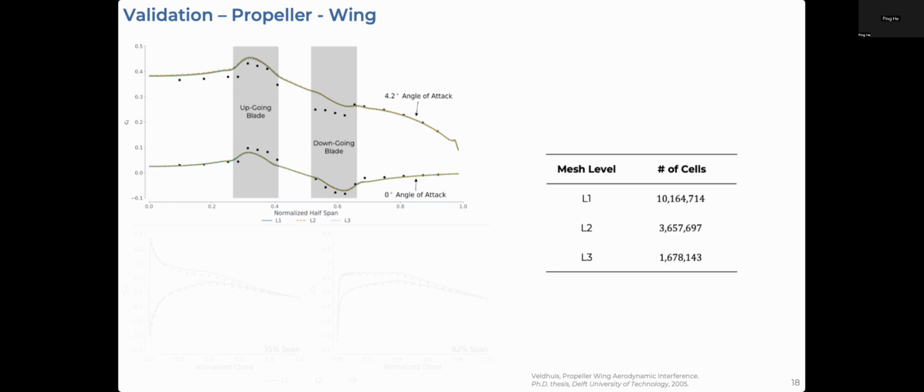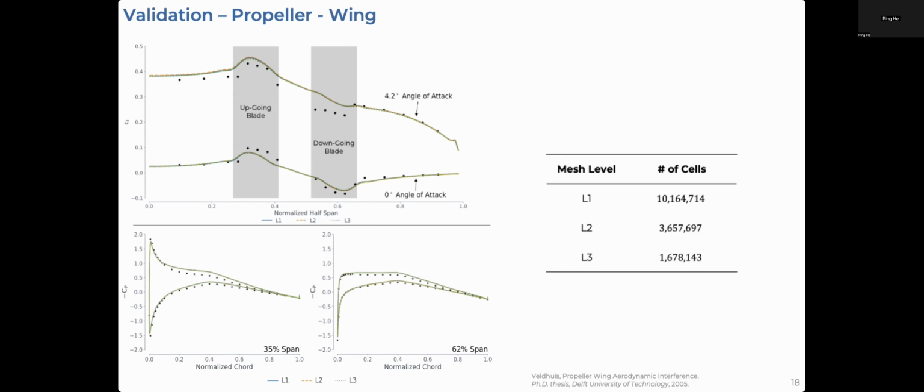For the 4.2 degree angle of attack, we see generally good agreement still, and we capture some increases and decreases due to the propeller blades, even though we get slightly worse agreement. Looking at coefficients of pressure at 35 and 62% span, which again correspond to the upgoing and downgoing blade regions, respectively, we see that again our computational measurements, the lines, align very nicely with the black dots, which are the experimental measurements. So with fully steady state analysis and these two coupled aerodynamic models, we're able to capture these physical quantities that were measured in experiment quite well. So this gives us confidence we can use this for optimization.